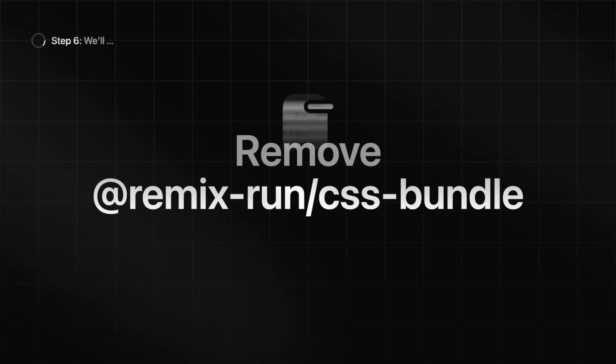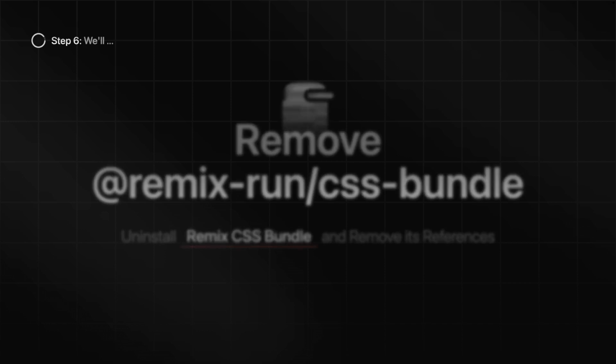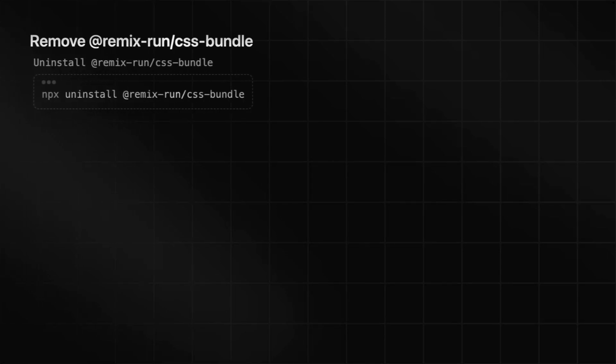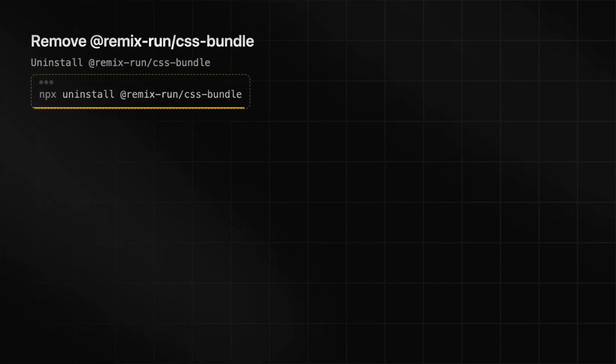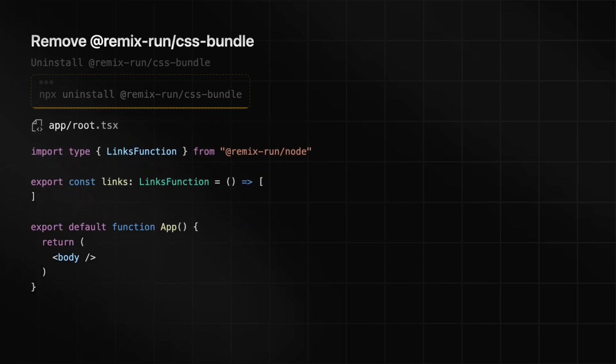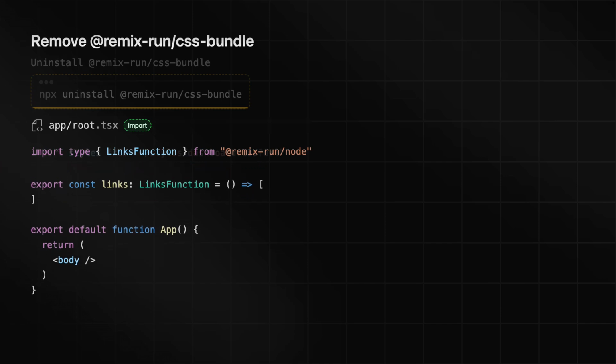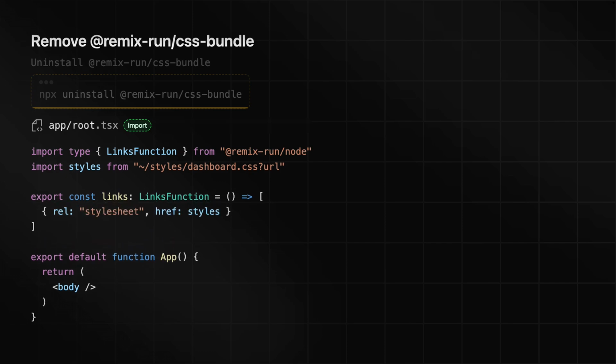Moving on with step 6, we'll simply have to uninstall Remix css-bundle and remove its references. After this, we'll be almost done with the migration. We'll start by uninstalling Remix css-bundle. With that done, we can simply remove it from our root file and import our styles, either global ones, Tailwind ones, or the ones our app uses. Remember to add ?url at the end of your import, as Vite 5.1 or newer requires it.